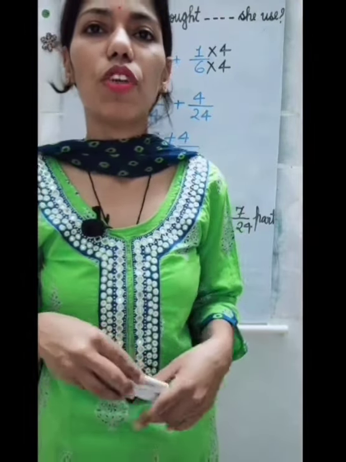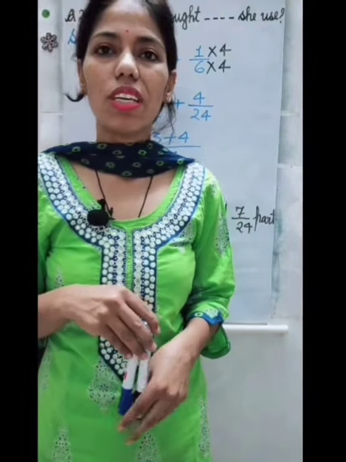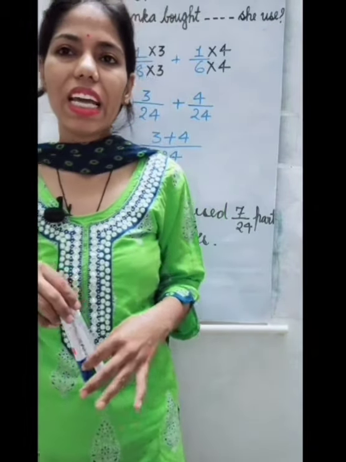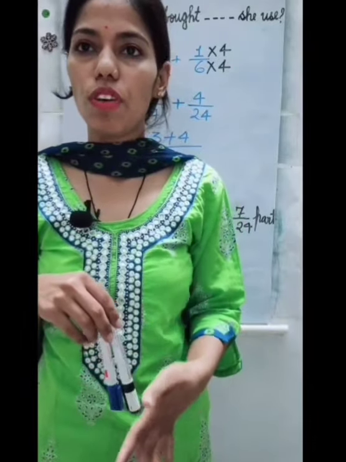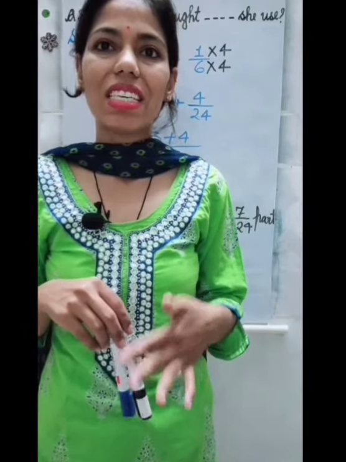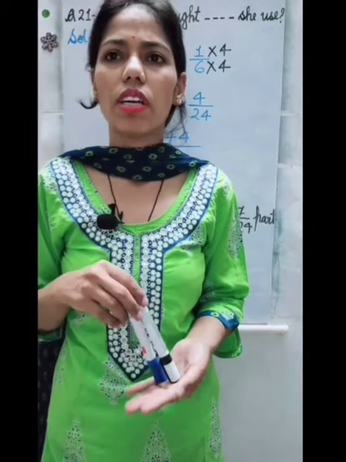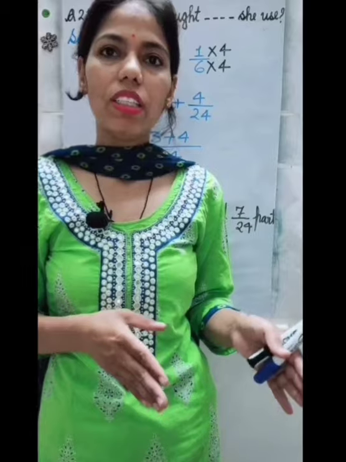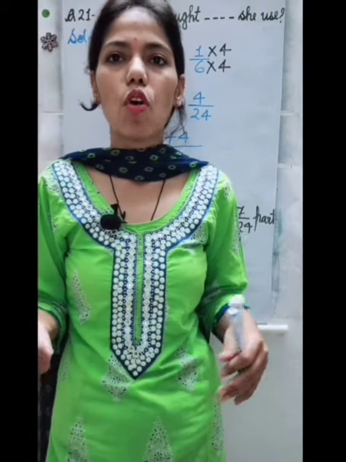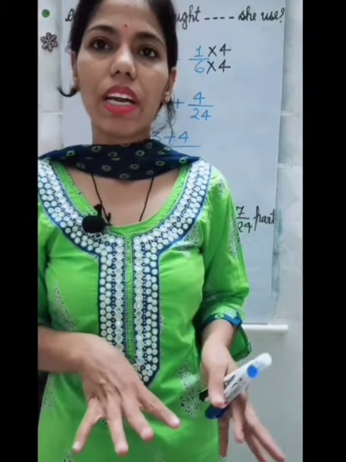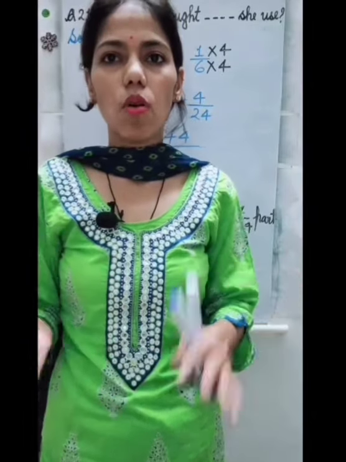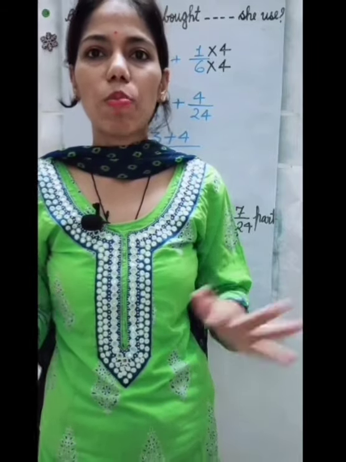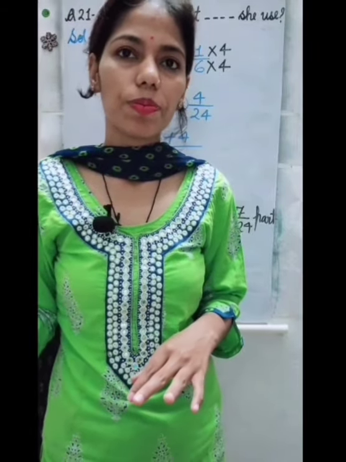Now move to question number 22. Question number 22 is: Ranjan spends 1/3 of his salary on house rent and 1/4 on school fees. What part of salary does he spend more on house rent? So we have to find out how much more he spent on the house rent. For that, we will subtract school fee from the house rent. By that we will get how much more he spent on house rent.